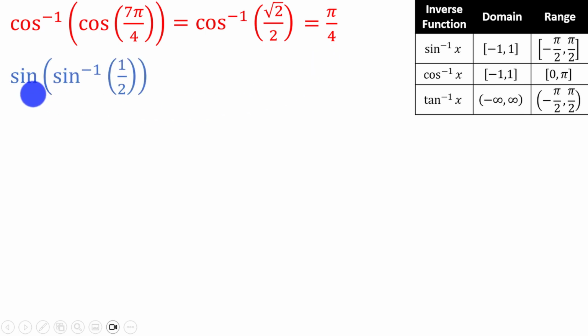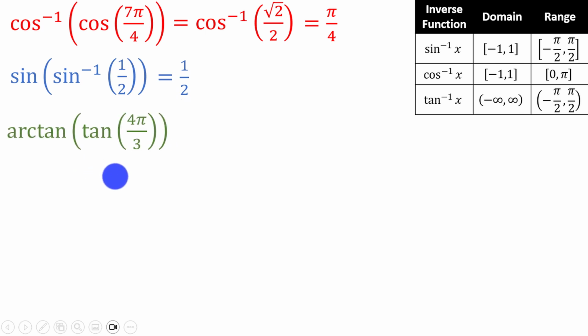How about sine of inverse sine of 1/2? Well, if we have the regular trig function on the outside, that means we're looking at the domain. Okay, so what is the domain of inverse sine? The domain of inverse sine is between -1 and 1. So that means as long as this value is between -1 and 1, that is just going to be our answer. And that is the case here, right? 1/2 is between -1 and 1, so our answer is just going to be 1/2. No further work required.